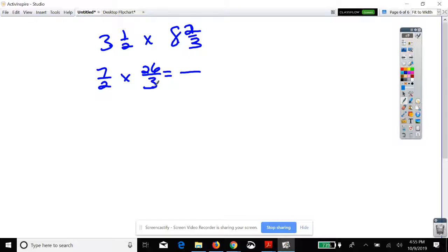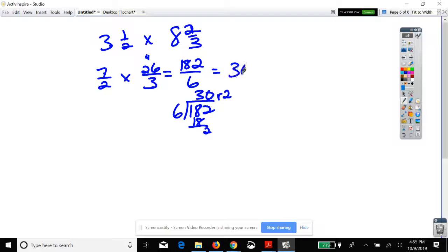2 times 3 is 6, 7 times 26. Let's see, 7 times 2 is 14, plus 4 is 18. That's 182 over 6. 182 divided by 6 is 30 with a remainder of 2. So that is 30 and 2/6, which now can be reduced to 30 and 1/3.